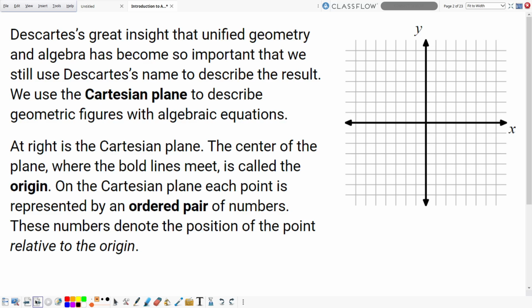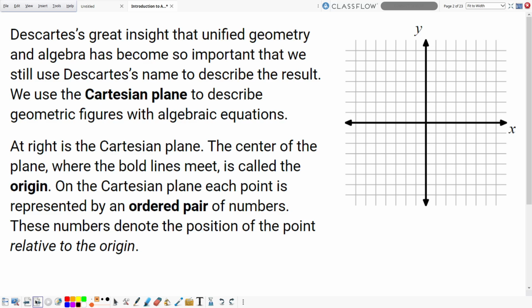The x-axis is a number line, the y-axis is another number line. Each number line represents a dimension you're working with. So since we have two number lines, we're working with two-dimensional lines, shapes, things like that. Every place on this coordinate plane is represented with what's called an ordered pair.